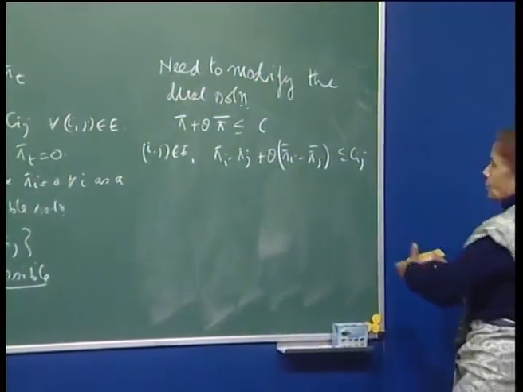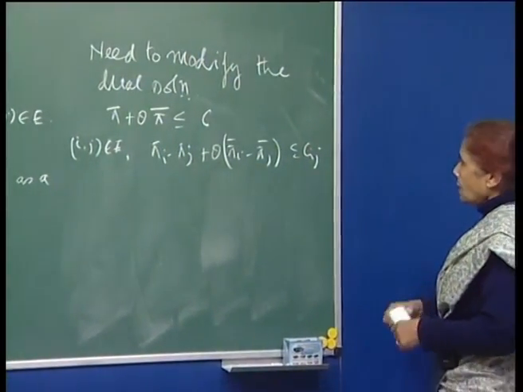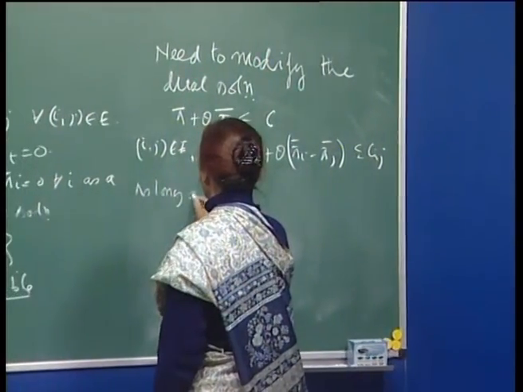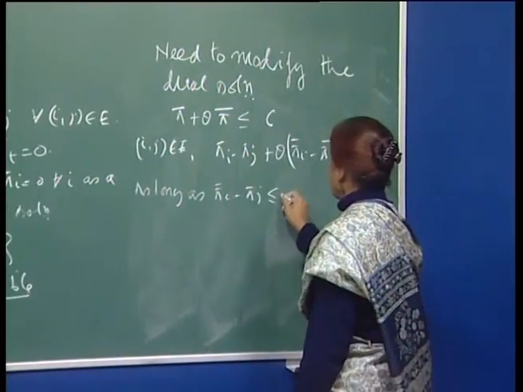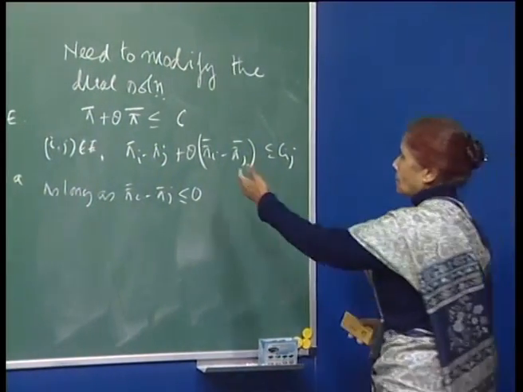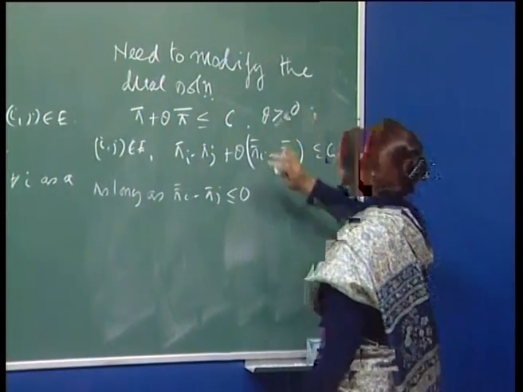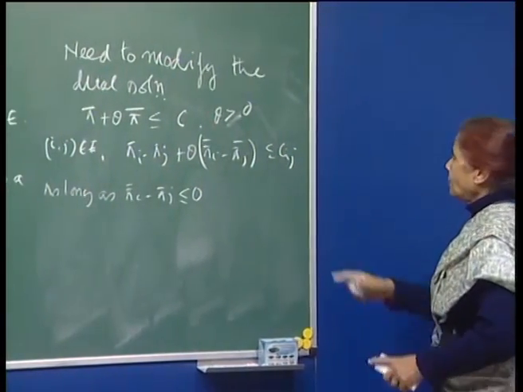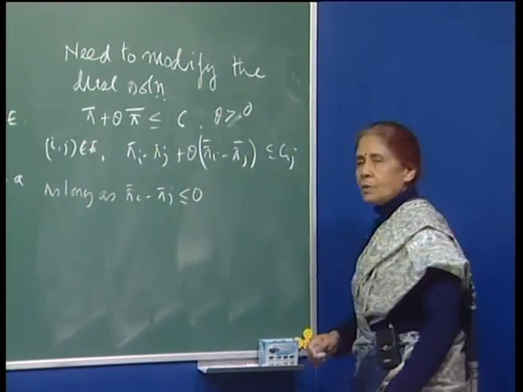This is what I have if I modify my dual solution and this is my new dual solution, right. Now, as long as pi I bar minus pi j bar is less than or equal to 0, I do not have to worry, and of course, here the understanding is that theta is greater than 0, because you want to modify. So, theta has to be chosen positive. So, if theta is positive and this thing is less than or equal to 0, then I do not have to worry about it, right.